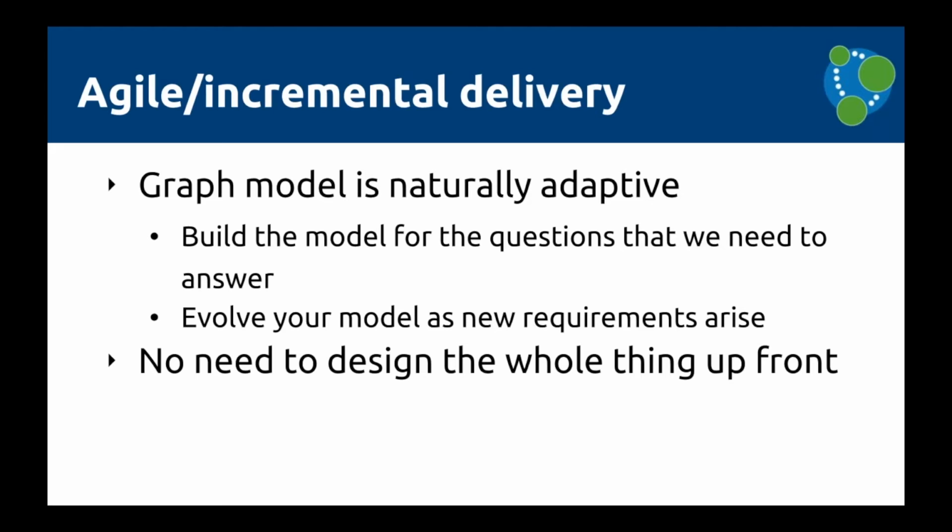So you try to answer the questions that you have initially, but then you make your model evolve as new requirements arise, and this inclusion of new information is a natural thing for a model like the graph model, where you obviously don't need to design upfront what your system is going to look like in its entirety. So you don't need to invest this initial upfront modeling effort as you would do with traditional relational databases.